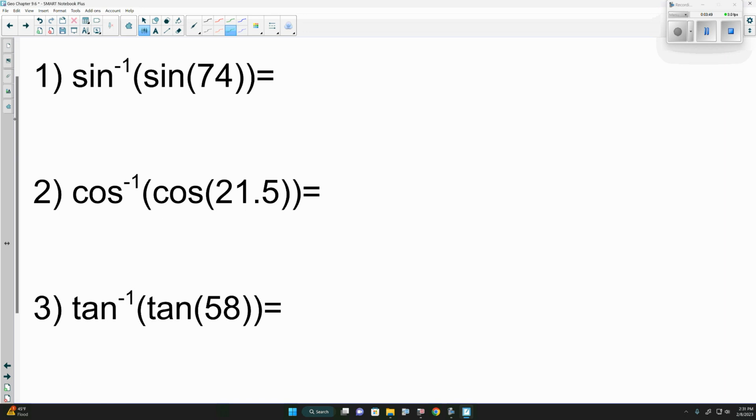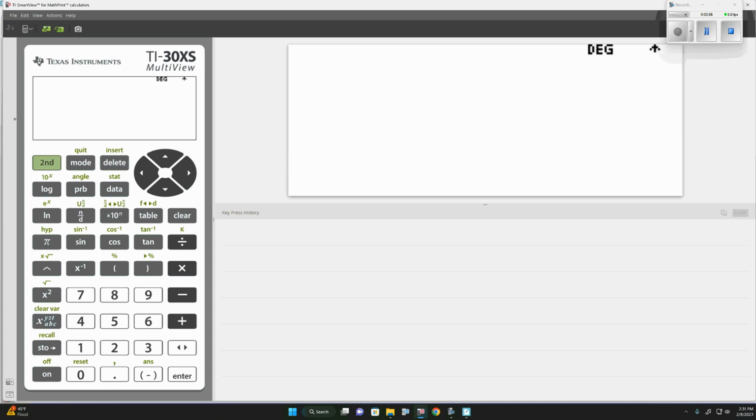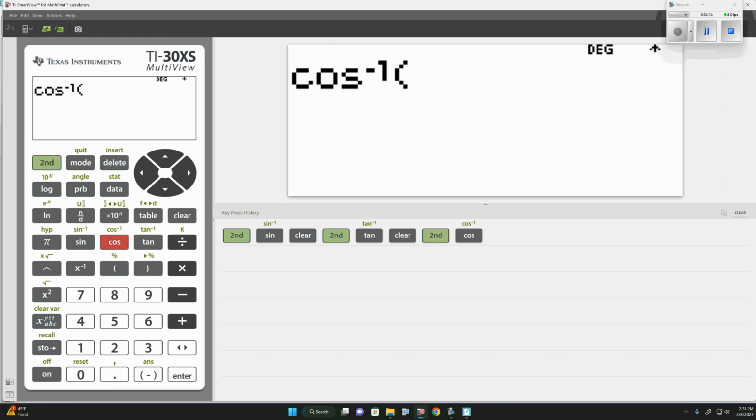Now what we're looking at today is inverse. Sine inverse, cosine inverse, and tangent inverse are the buttons right above sine, cosine, and tangent on the calculator. To use those, we hit second sine to get sine inverse. To get tangent inverse, we go second tangent, and the same for cosine inverse. Now we can use these here.